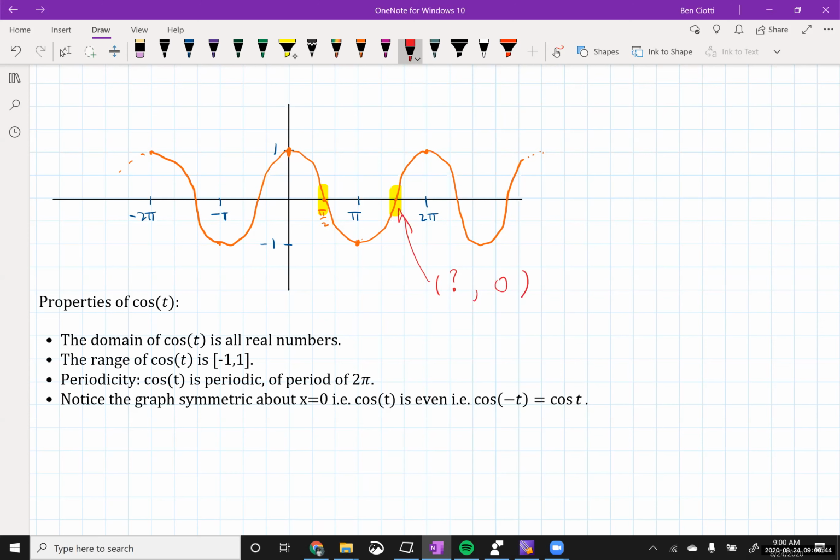Can someone tell me? What's the x coordinate right there? Is it -1? -1 is the minimum value of cosine, but here I want the y value to be 0. The x value, it's between pi and 2 pi. 3 pi over 2? It is 3 pi over 2.